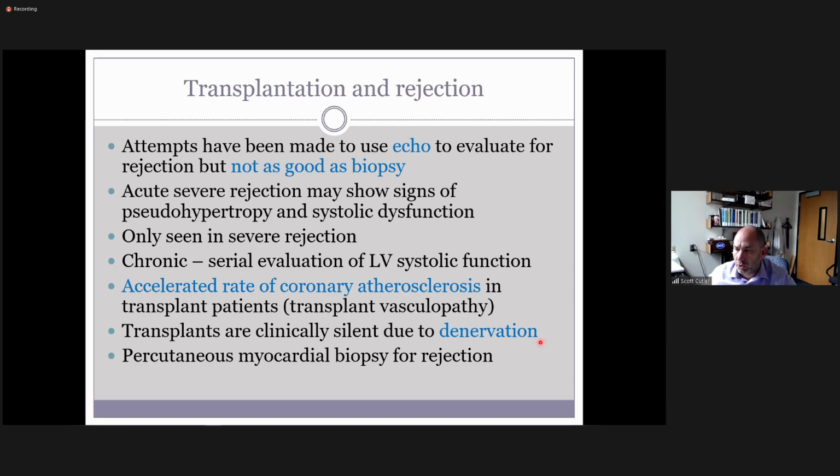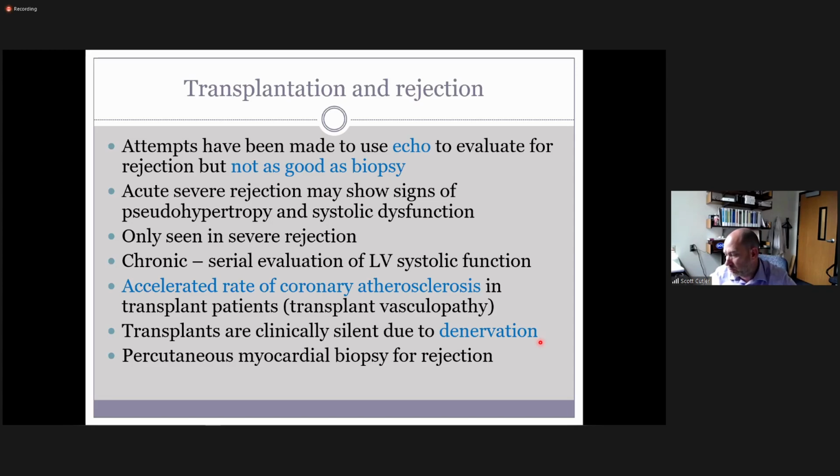So there is an increased rate of atherosclerosis development in transplant patients. It's called transplant vasculopathy. I don't know why that process happens, but they develop plaque faster. Transplants are clinically silent due to the denervation. We've already talked about that. Percutaneous biopsies are used for evaluating the tissue rejection.